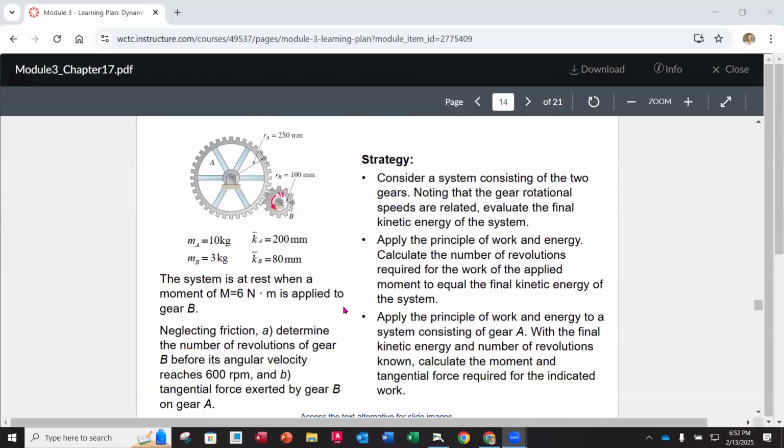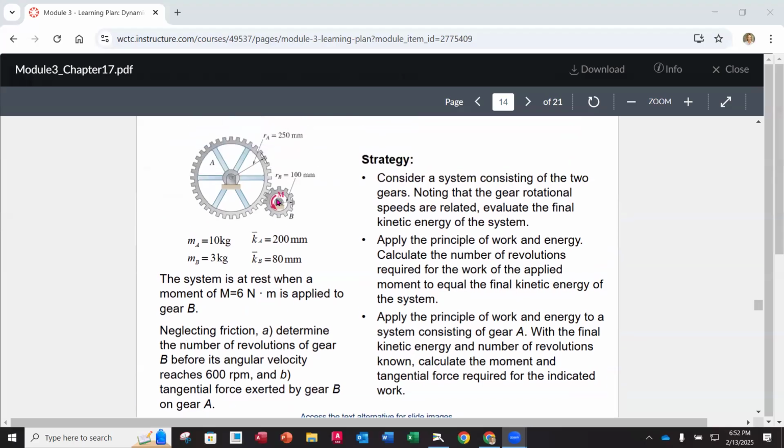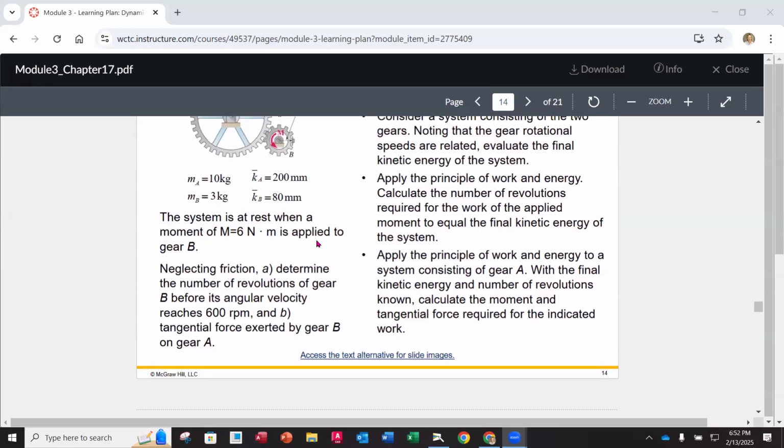Now, they want us to do this in two parts. First, we want to determine the number of revolutions that the gear needs to get up to an angular velocity of 600 RPM. So it's starting from rest. We're going to give it this moment. This rotation torque, really, in the case of a rotating gear, but they're calling it moment here, which is fine. And we want to know how many rotations it is going to take to get to 600 RPM. That's going to be the first part of the problem.